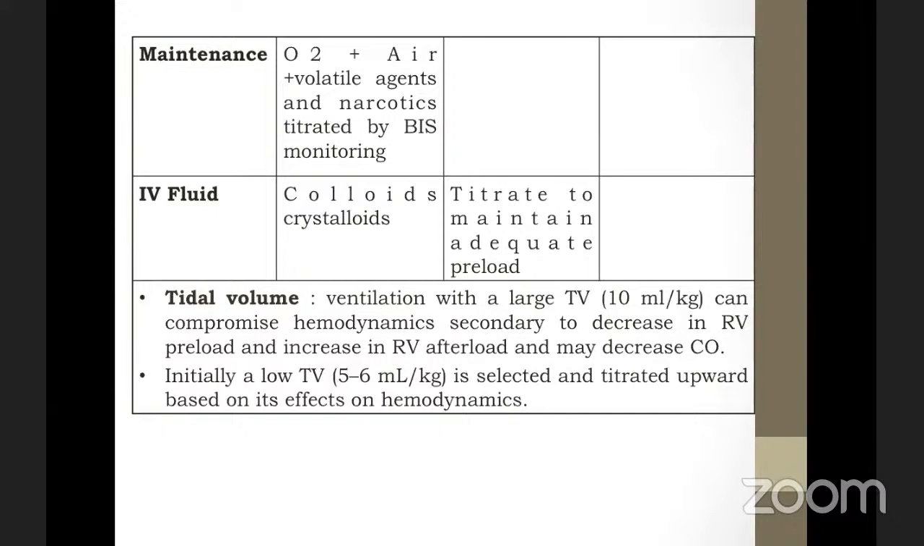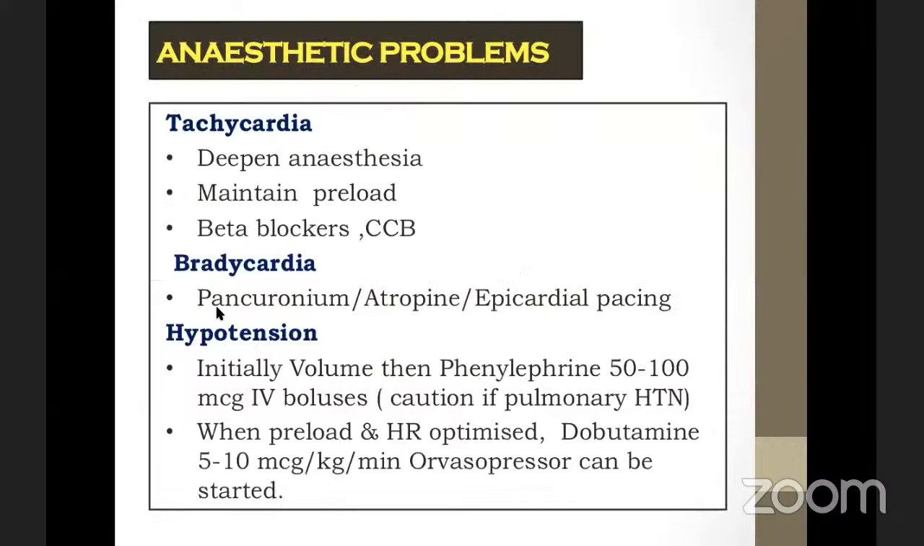and that decreases the LV preload and increases RV afterload, and subsequently decreases the cardiac output. So better to go for a low tidal volume, 5 to 6 ml per kg. This is adequate enough to maintain the carbon dioxide level as well as the oxygenation. So again, hypotension you have to avoid.